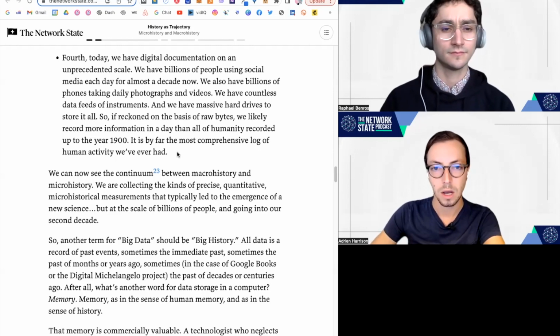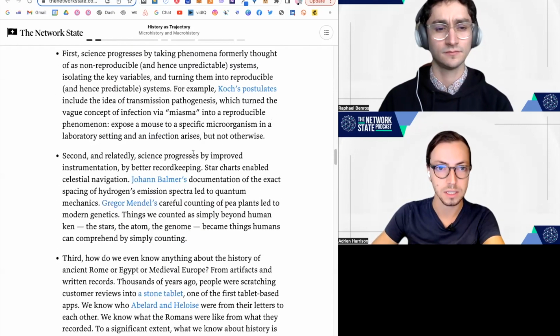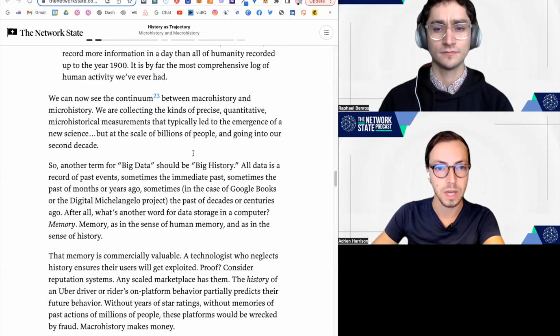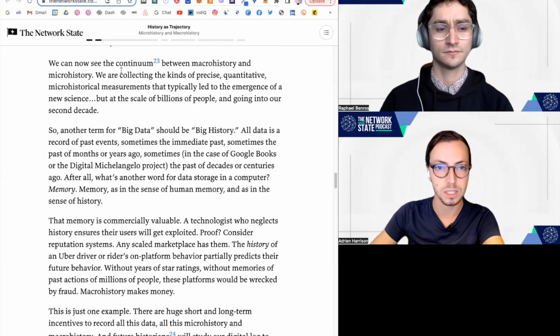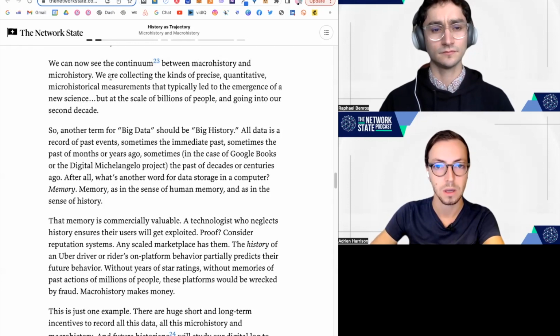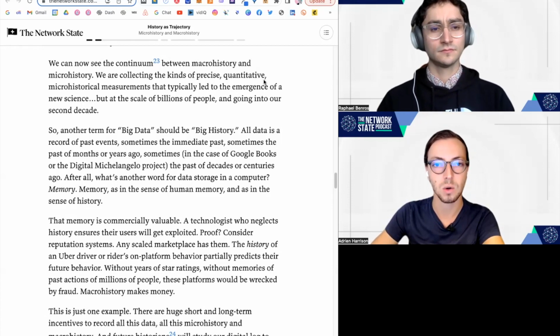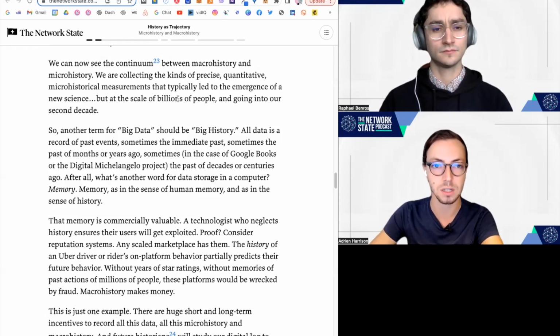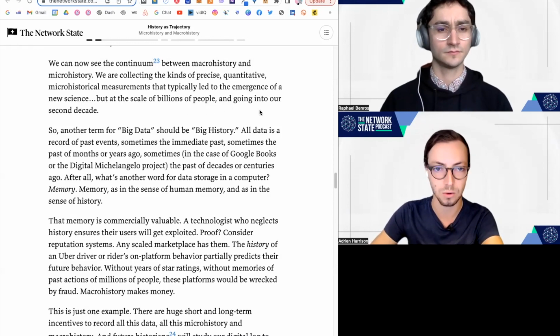Right? So when you put all these four things together, you get that we can now see the continuum between macrohistory and microhistory. We are collecting the kinds of precise quantitative microhistorical measurements that typically led to the emergence of a new science, but at the scale of billions of people and going into our second decade.